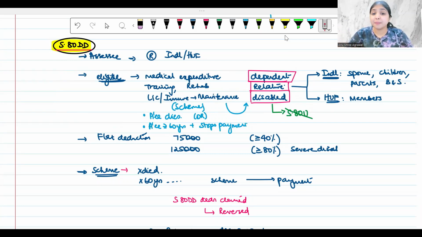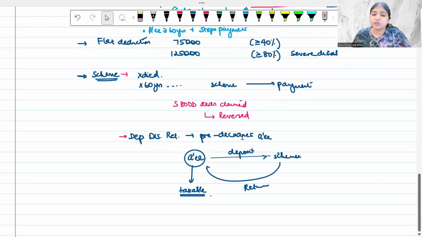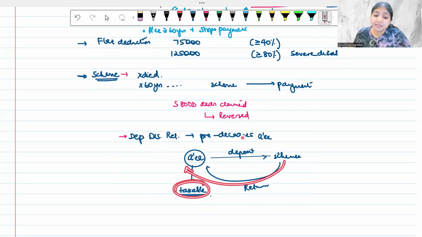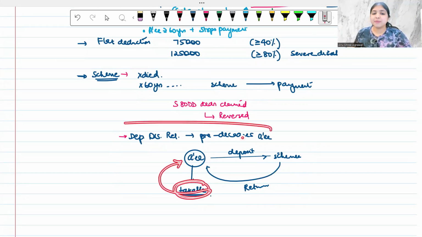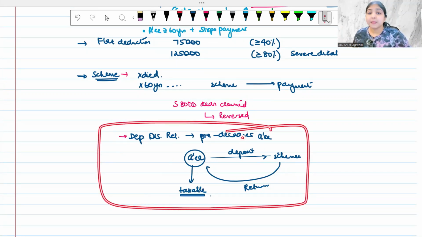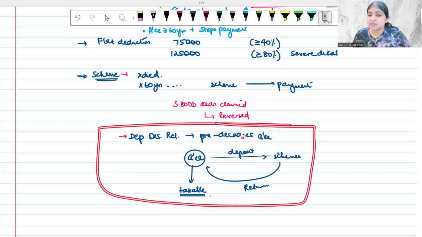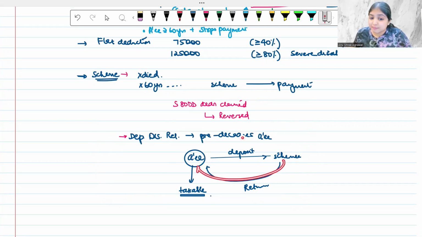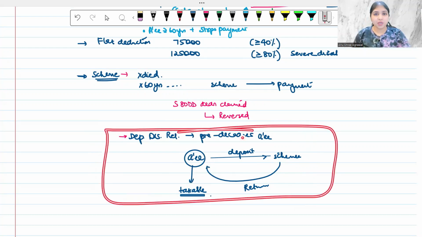Okay, so this is it about our discussion with respect to section 80DD. So if you are noticing over here, we are getting proceeds from the scheme. We are receiving some proceeds from the scheme and that's being taxable for the assessee. So this becomes a taxable insurance policy. Why a taxable insurance policy? Because you're getting the money back from the scheme. So the scheme is returning money back to you. You're receiving proceeds from the scheme and it's taxable for you. So this becomes a taxable policy.